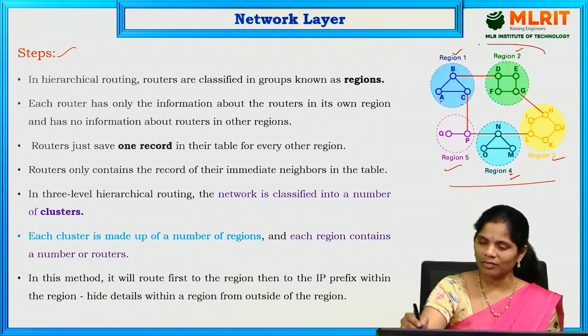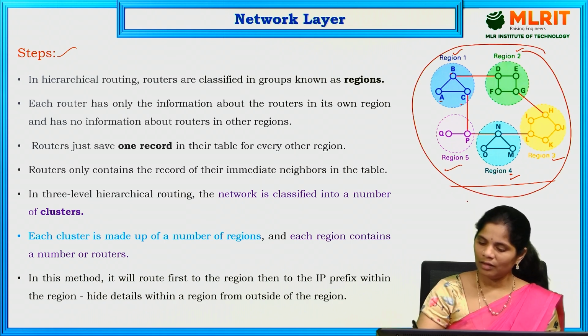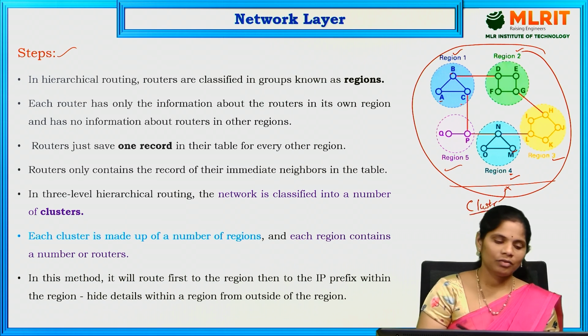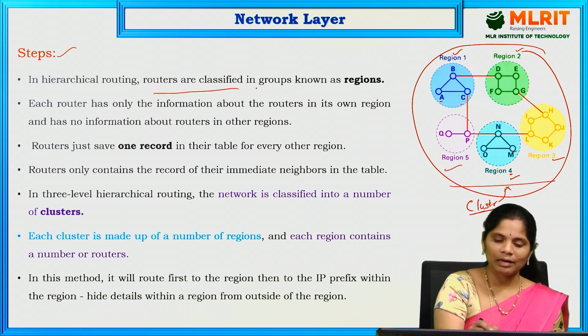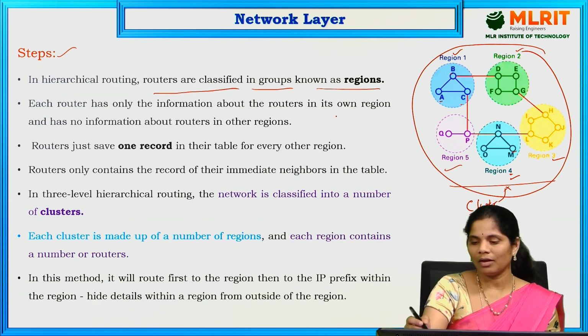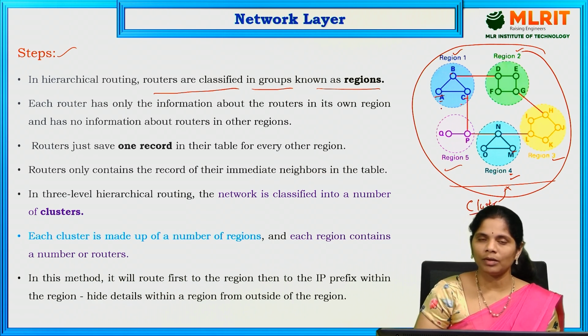Suppose this total is called a cluster. This is the one cluster. This cluster has a number of regions. Each region has a number of routers. That is the condition. So in hierarchical routing, routers are classified into groups, known as regions. Whatever routers are there, they are going to be classified into groups.